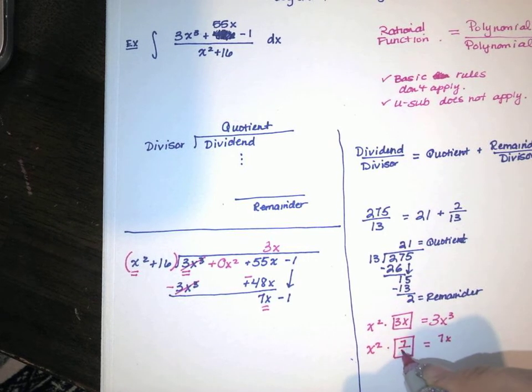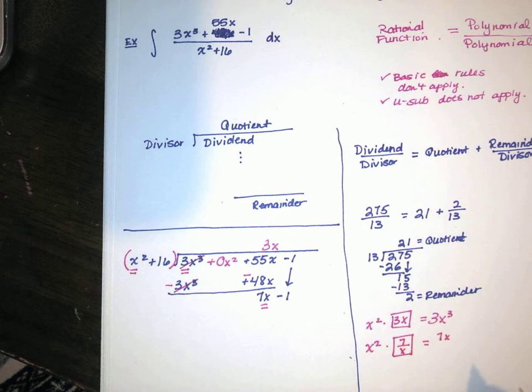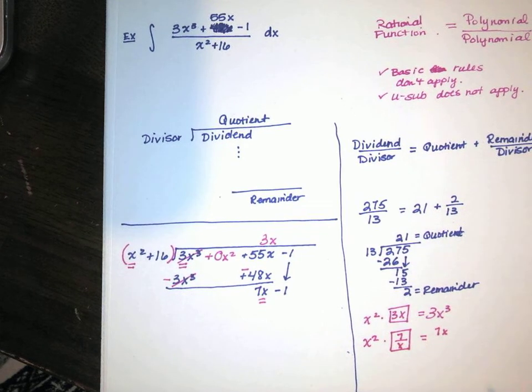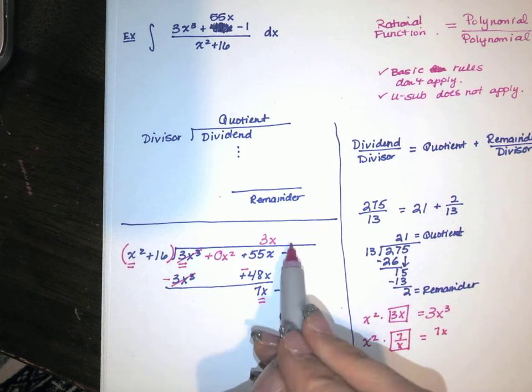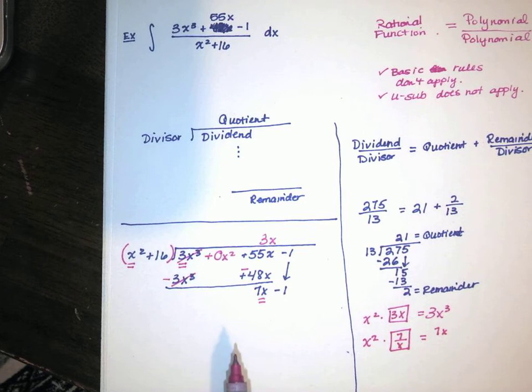The only way that will happen is if I have an x or 7 divided by x, so that one of those x's would cancel. And I don't want division anywhere. So that tells me this is my remainder.